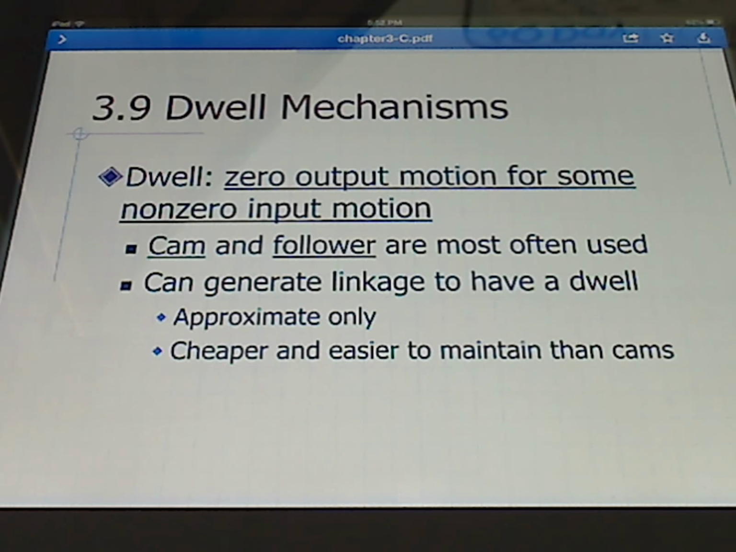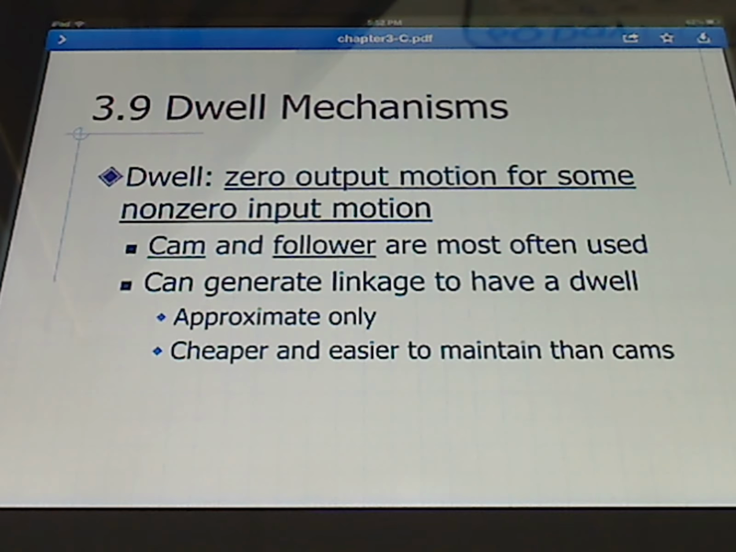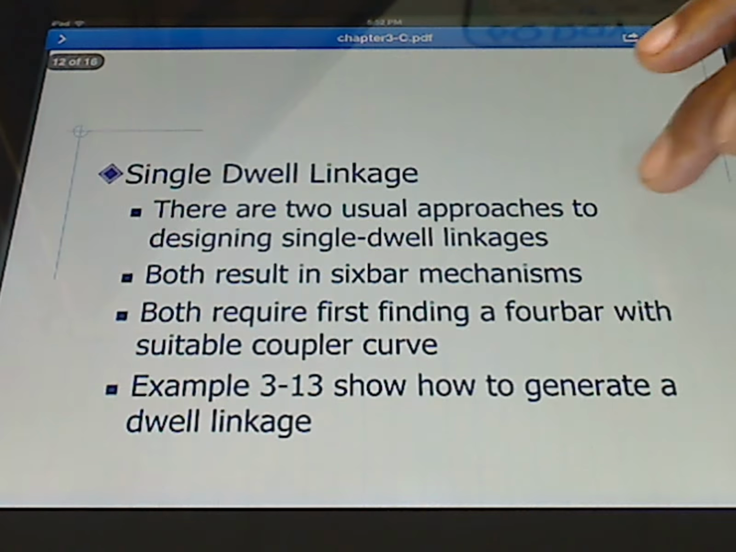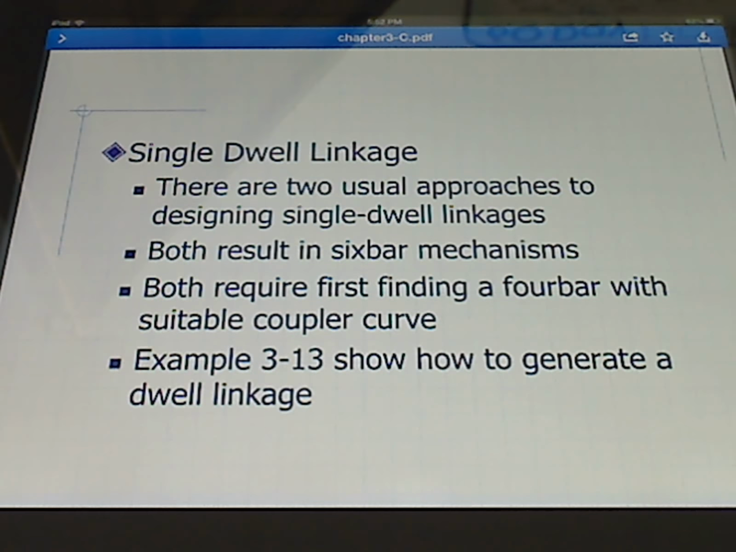So instead, what we want to do is generate a traditional linkage that is all revolute joints that has a dwell, and it's going to be an approximate dwell. This is not going to be a perfect dwell like you'd get in a cam and follower, but it's cheaper, it's easier to maintain than a cam, and it's also not hard to design. Our first focus will be on the single dwell linkage.